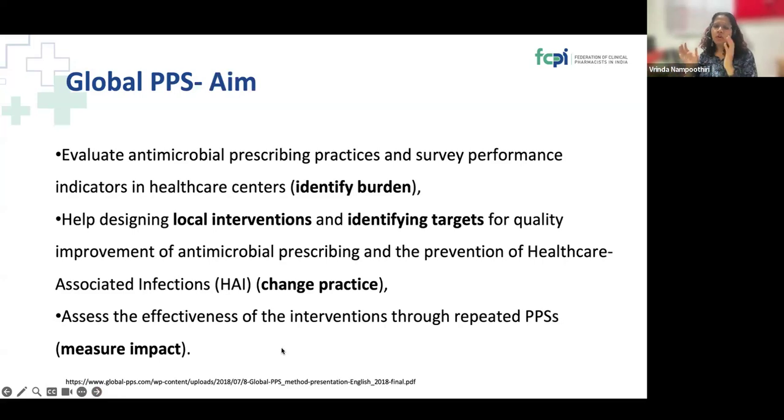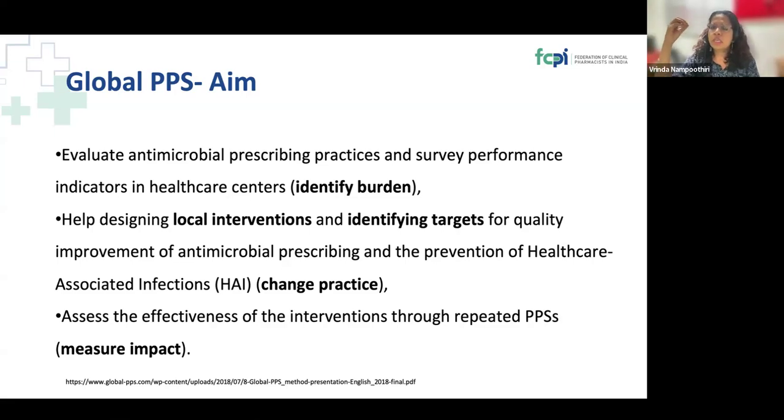Okay, so what is the aim of global PPS? Basically, it has three aims. First is identifying the burden, second is changing practices, and third is measuring impact. Identifying burden means you are evaluating the antimicrobial prescriptions to understand the practices. To change practices, after you have done the PPS and you have seen certain results, you develop some interventions, you identify targets for quality improvement, and you implement those interventions in that particular unit.